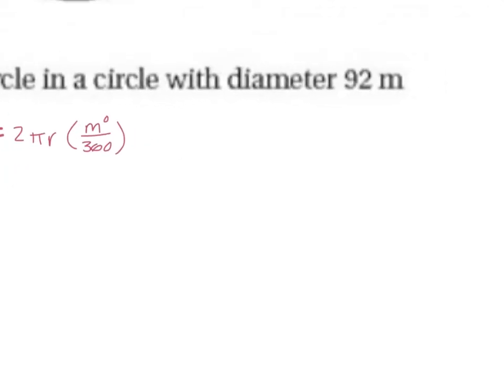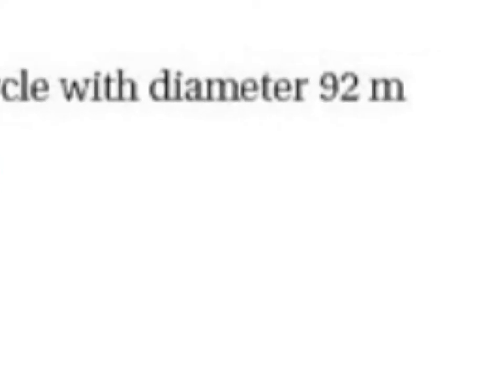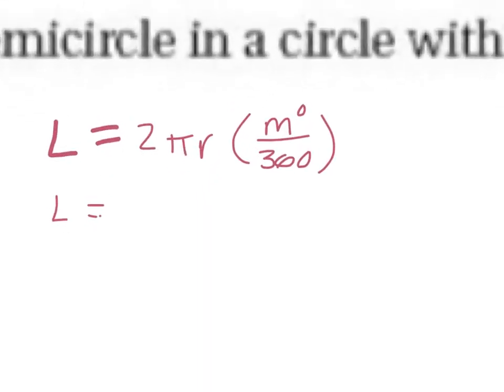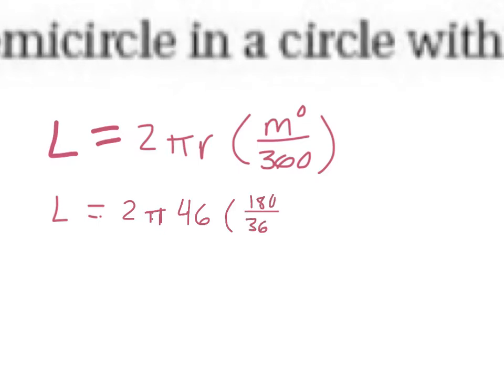So it gives us our diameter. So the first thing we need to do is find our radius. So we just divide 92 by 2, and that gives us a radius of 46. So we plug that in for r. So we have 2 times pi times 46. And then our measure of the arc degrees, it says it's a semicircle, so that means it's 180 degrees divided by 360.